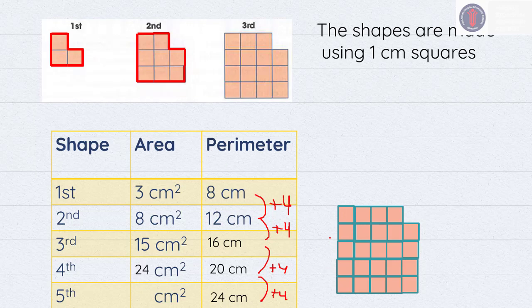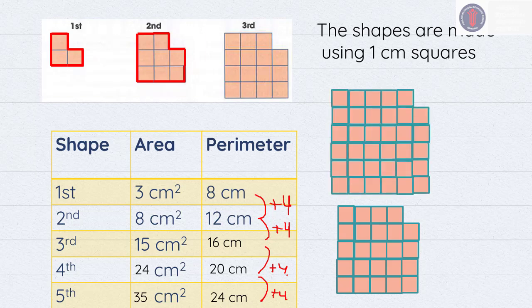How about the perimeter? Is it true or not? 1, 2, 3, 4, 5, 6, 7, 8, 9, 10, 11, 12, 13, 14, 15, 16, 17, 18, 19, 20. See, we are right. So it's always adding by 4, the perimeter. Let's see the fifth one. Okay, the fifth will look like this. And you can count this one. There are 35 squares. So we count 35 centimeter squares. And the perimeter is 24.